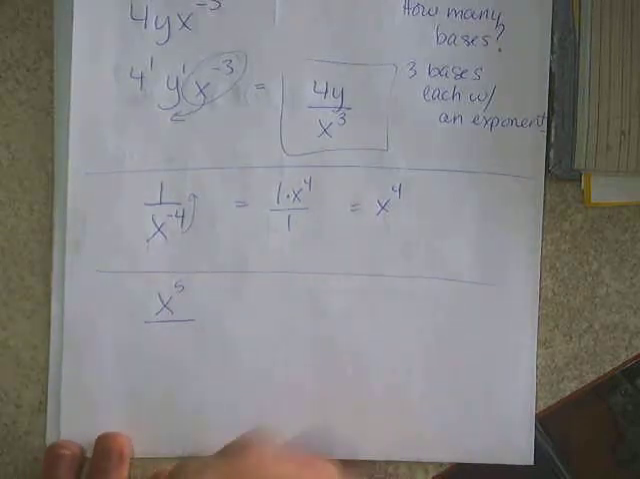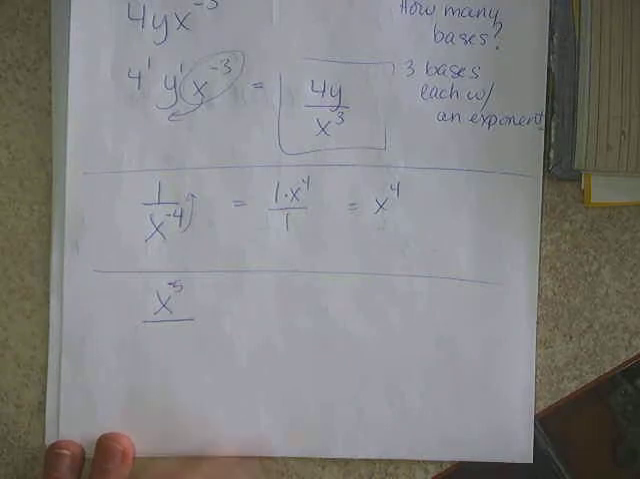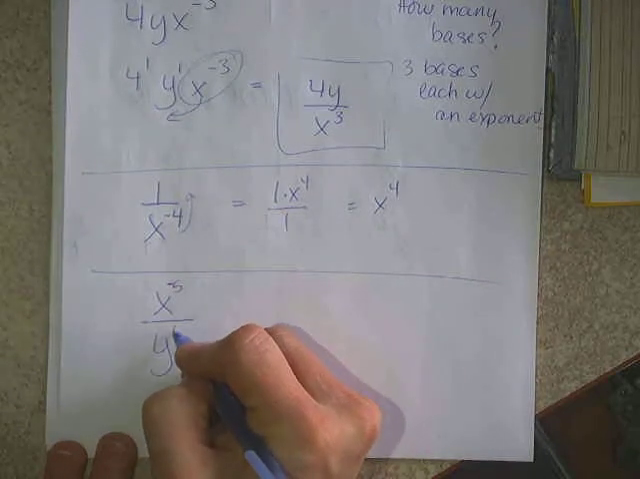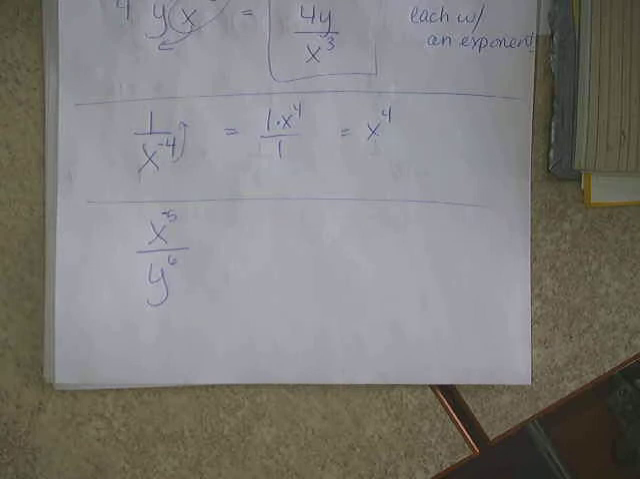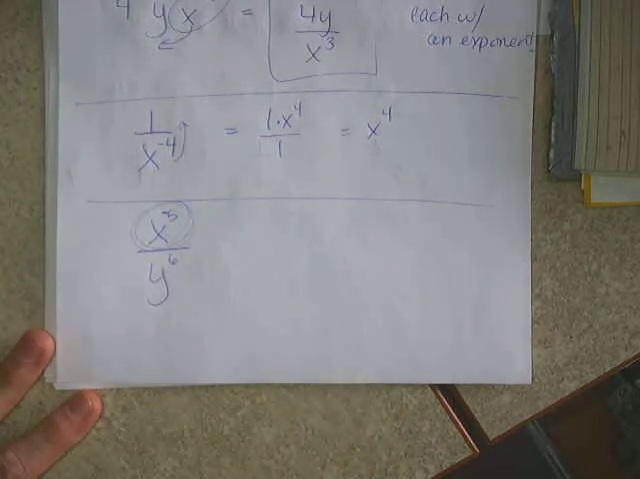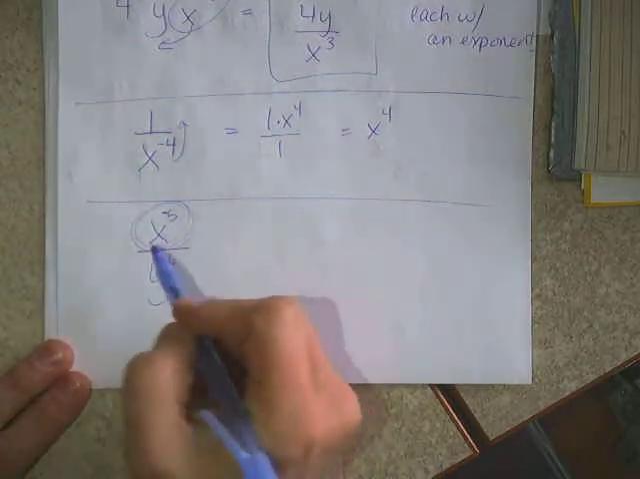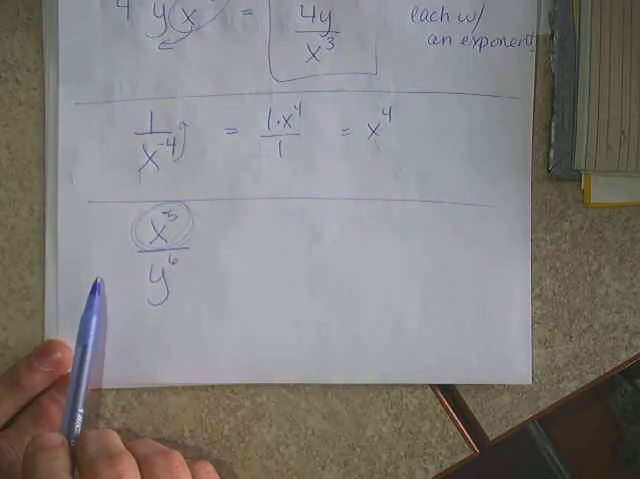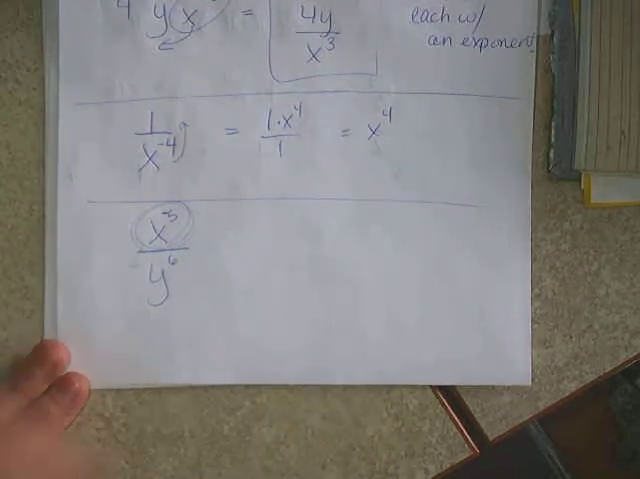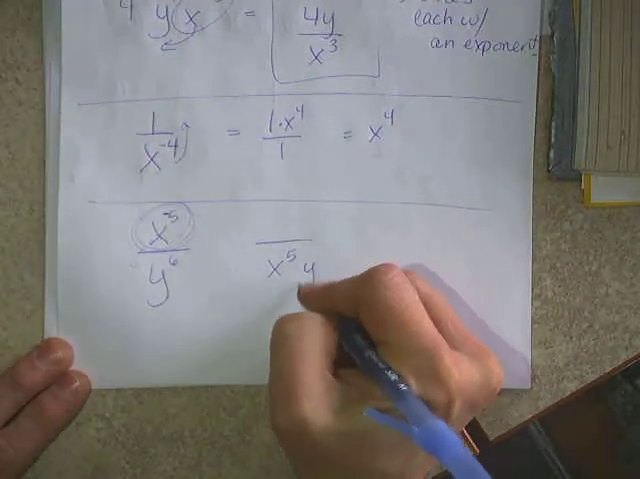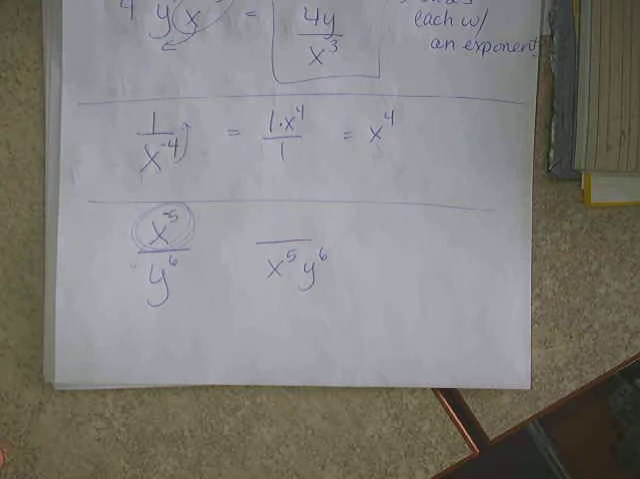All right, what if we had 24 x to the 5th, or x to the negative 5th over y to the 6th? What moves? Let's start there. Y. That's the only one that has a problem, right? So that one's going to move down. And when you have more than one variable together, the general rule of thumb is we do them alphabetically. So that one will move in front. So we have x to the 5th, y to the 6th.